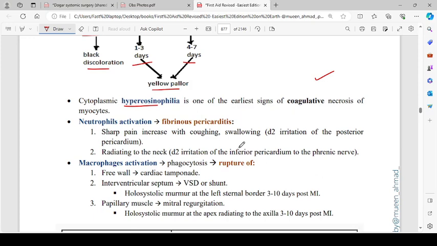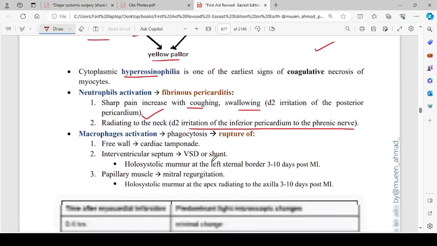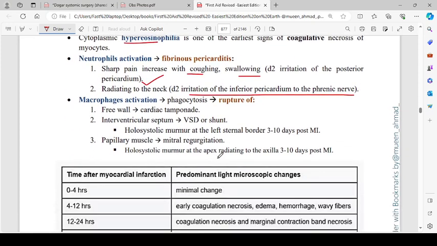There can be fibrinous pericarditis, which can be felt as sharp pain, increased with coughing, due to irritation of the posterior pericardium, radiating to the neck due to irritation of the inferior pericardium by the phrenic nerve. Macrophage activation will lead to phagocytosis, and the time frame from 3 days to 14 days is when the risk of rupture is highest. Free wall rupture can happen. If that happens, it can lead to cardiac tamponade.